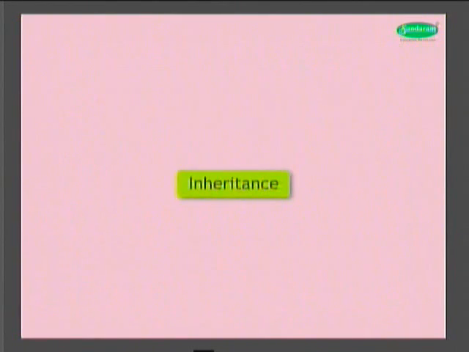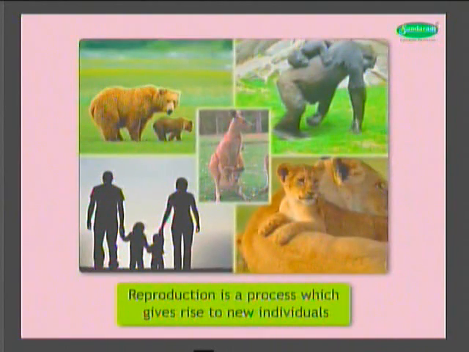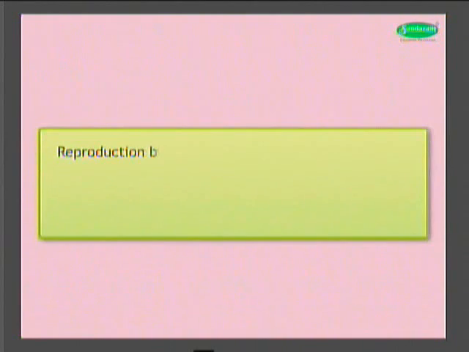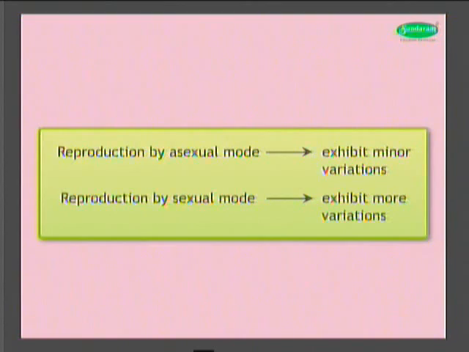Let us see what is meant by inheritance. We have already studied that reproduction is a process which gives rise to new individuals that are similar to their parents with subtle differences. Organisms that reproduce by asexual mode exhibit minor variations, whereas when the mode of reproduction is sexual, the variations are more.